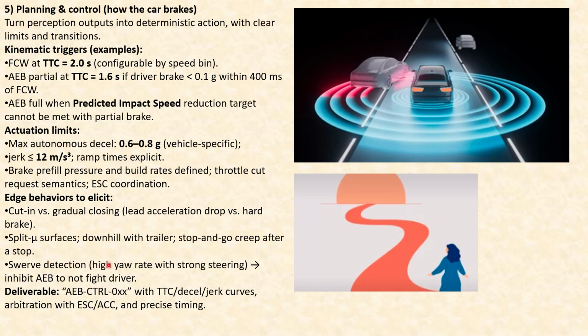Now also swerve detection: high yaw rate with strong steering inhibits AEB so as to not fight the driver. And this is very important: AEB should never fight the driver. AEB is always a servant to the driver. It should never override the driver unless the collision is imminent. So the final deliverable of this planning and control step is the time to collision, the deceleration and jerk curves, arbitration with electronic stability control and adaptive cruise control, and precise timing.